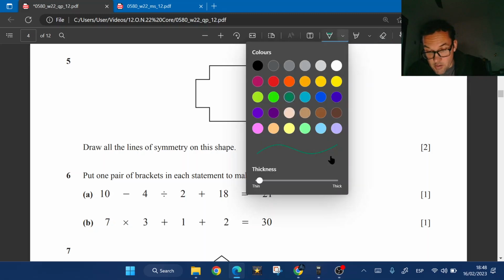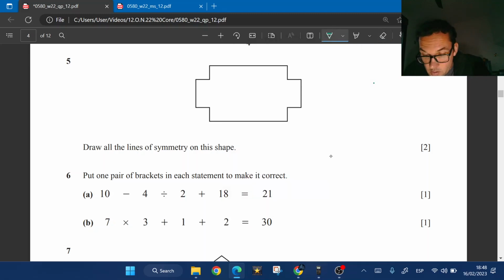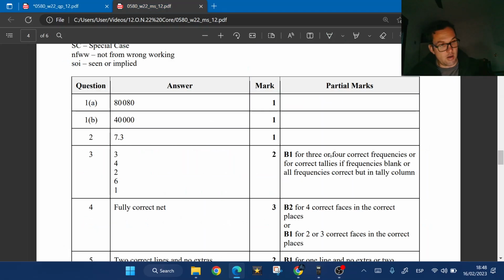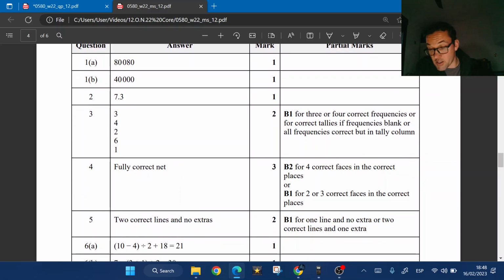Okay, so to get it right, we're going to have one line of symmetry going horizontal, one line of symmetry exactly in the middle going vertical. That's it, 2 lines here. 2 lines and no extras to get full marks. So don't draw that diagonal. That's not going to be right.